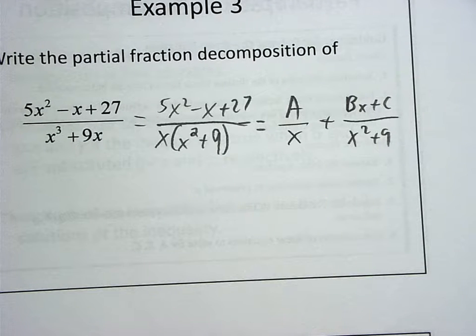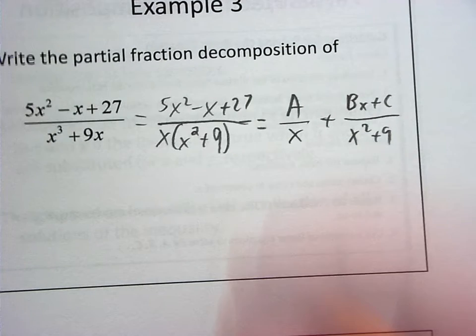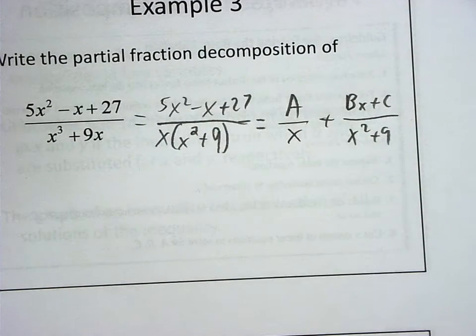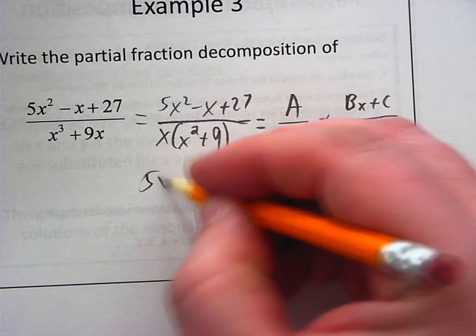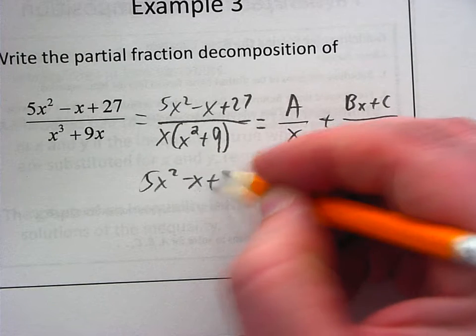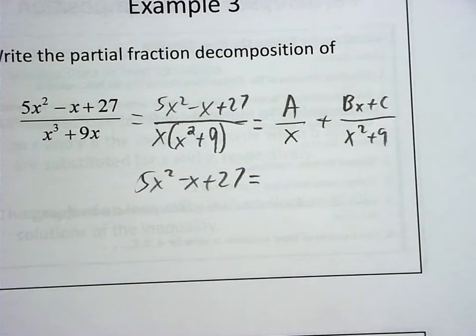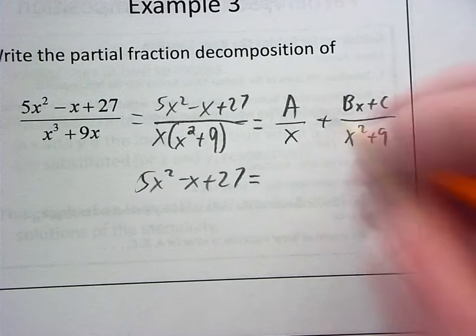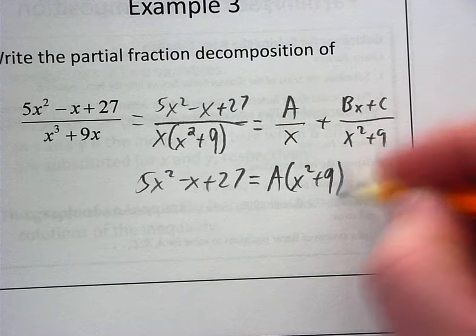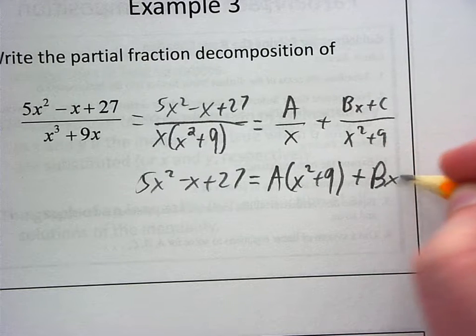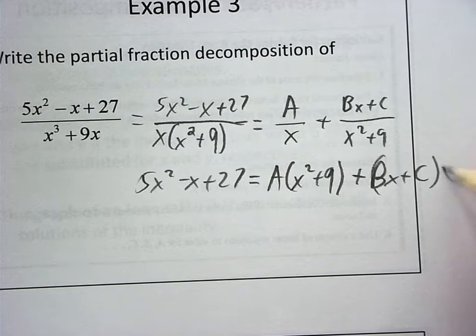Okay. Next step still the same. I do what? Yeah, multiply by x times x squared plus 9 to get rid of all my denominators. So for this term on the left, what am I going to get? 5x squared minus x plus 27. What am I going to get after the a? x squared plus 9. And after the b, x plus c, x.